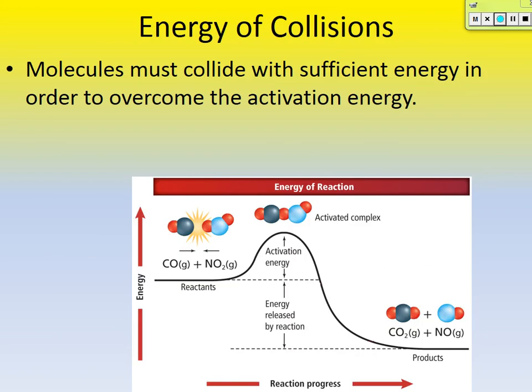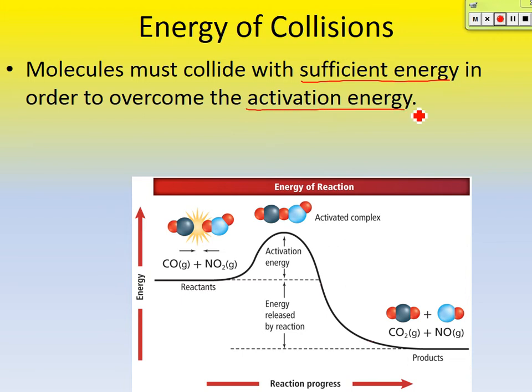Okay, there's 3 parts to collision theory. We just talked about 2 of them. Here's the last one. Molecules must collide with sufficient energy in order to overcome the activation energy. So not only do they have to collide, and they have to collide with correct orientation, but they've also got to collide hard enough, hit each other with enough energy. So we call that sufficient energy to overcome this activation energy barrier.